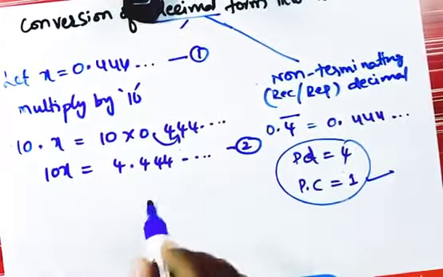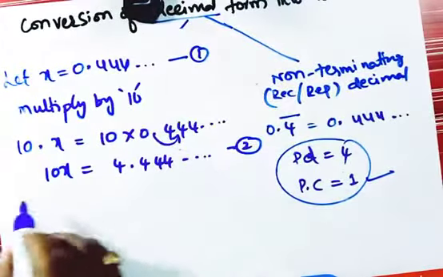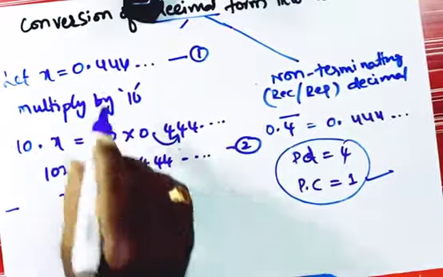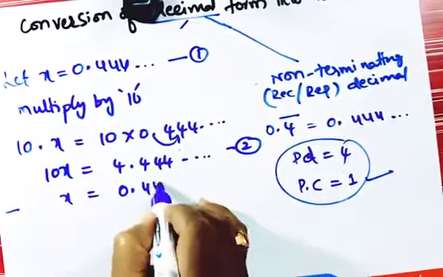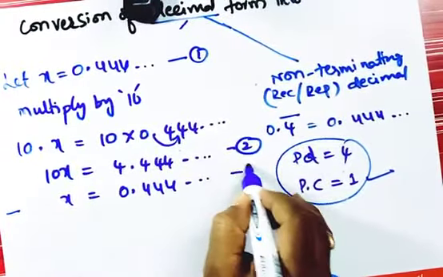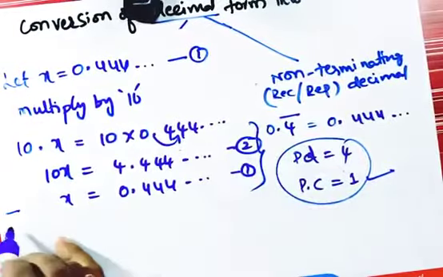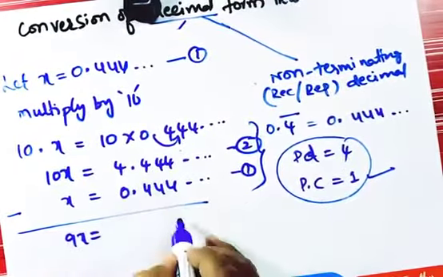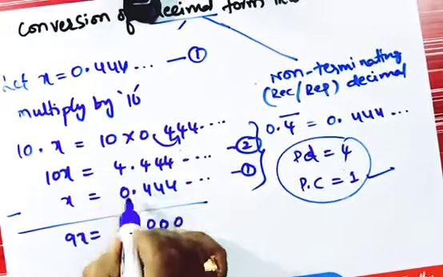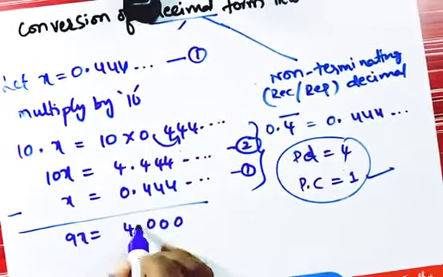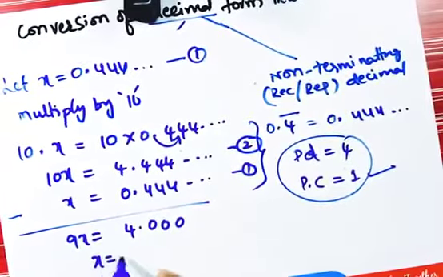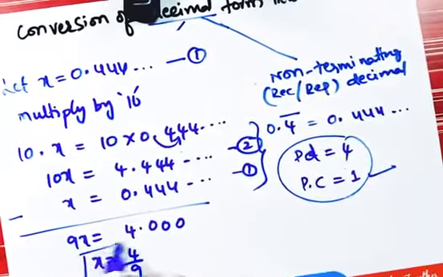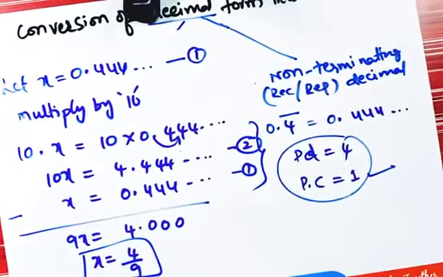Now subtract the first expression from the second expression. The first expression is 0.444, and so on. Subtracting these two, 10x minus 1x you will get 9x, then the decimals are 0, 0, 0, and 4.4 minus 0.4 is 4.0. Then x is equal to 4 by 9. So this is the rational form of the non-terminating, recurring or repeating decimal.